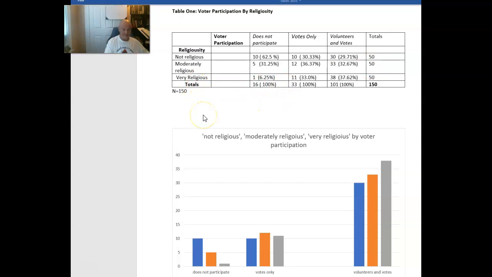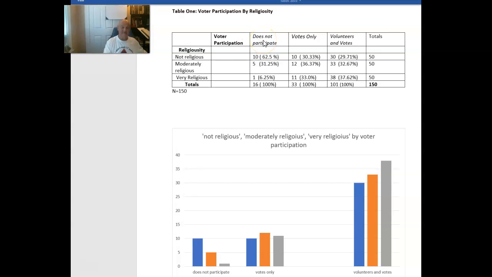What does this mean? The convention for creating a table is that in the column variable, we have the independent variable or the cause. And in the row variable, we have data for the effect. Remember, the cause and effect, we're predicting the effect of the independent variable or the cause, religiosity, on the dependent variable, voter or political participation, I should call it.